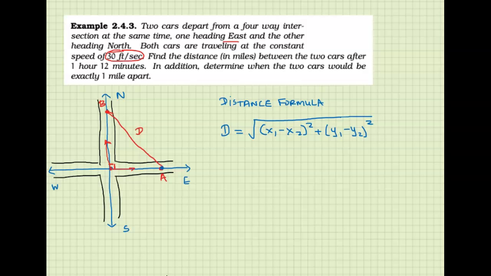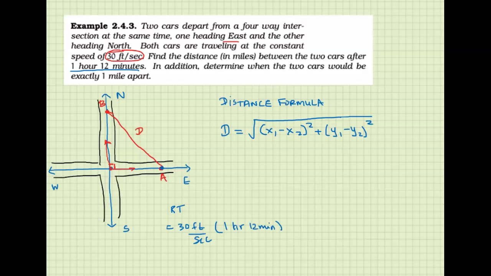Okay, so let's figure out where car A is. I'm going to use the distance equation because we have a rate and a time. The rate is 30 feet per second, and these two D's are different from each other, so I'm just not going to write it there. And I want to multiply by the time, which is 1 hour and 12 minutes.